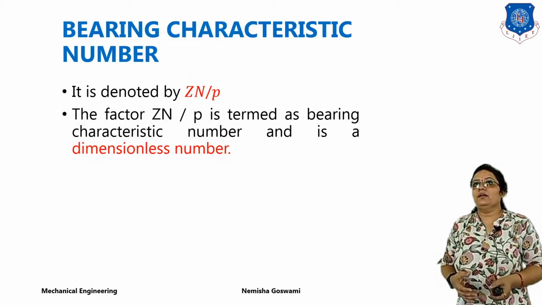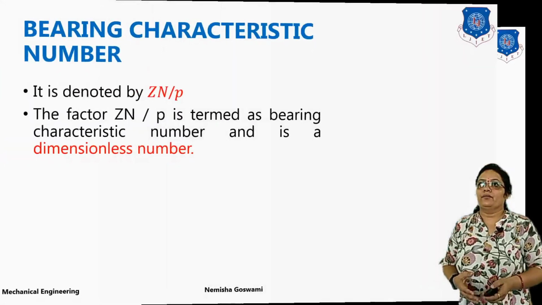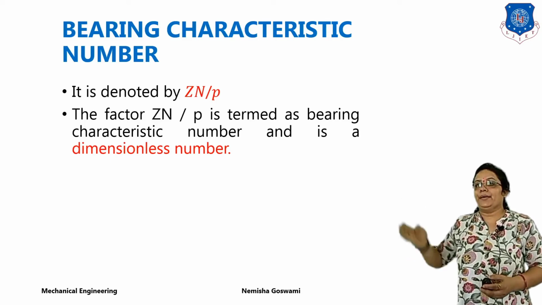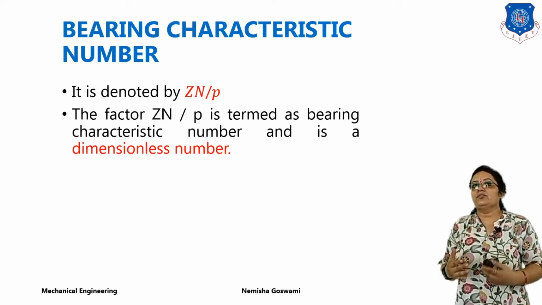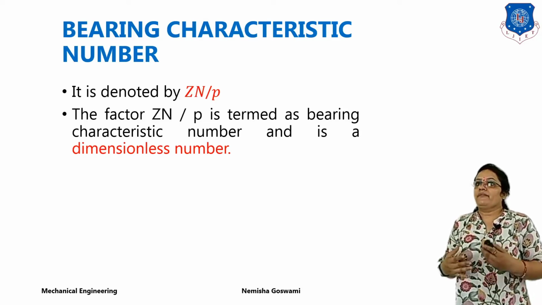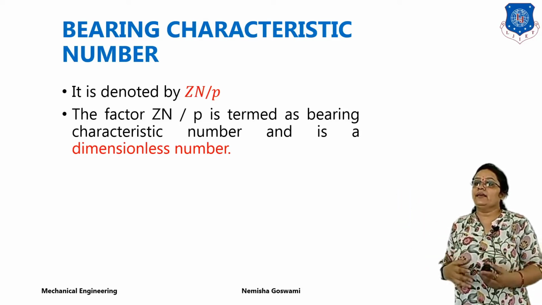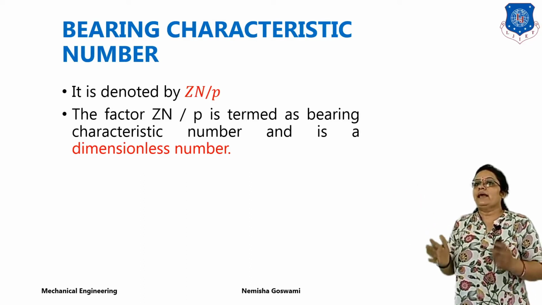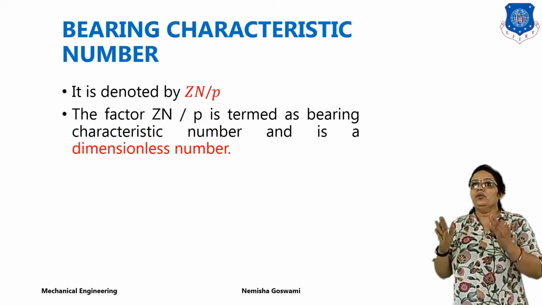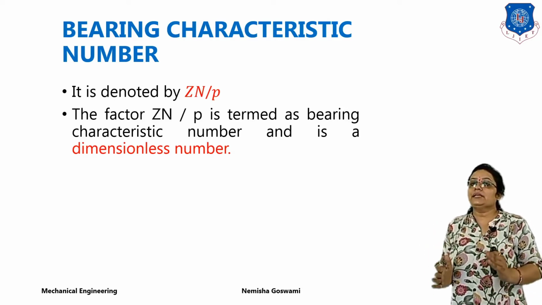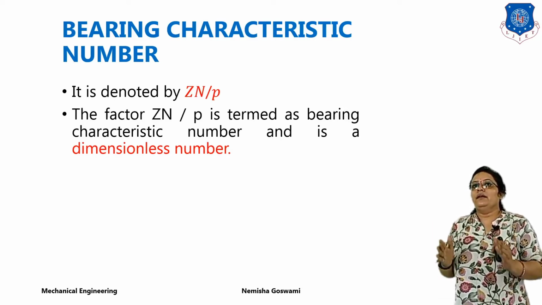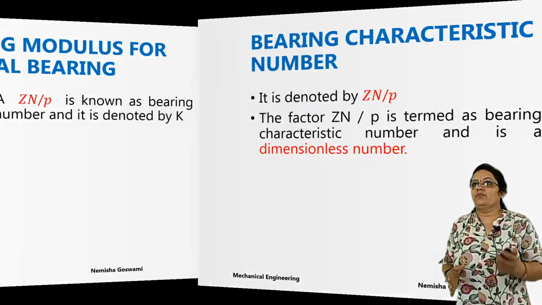So first of all, bearing characteristics number. What is bearing characteristics number? It is denoted by ZN by P. We know Z is your viscosity, N is the RPM of your shaft, and P is your bearing pressure. So the factor ZN by P is termed the bearing characteristics number, and it is a dimensionless number. P is your bearing pressure, which is given by load per unit projected area, and projected area is given by L into D, where L is the length of the bearing, and D is the diameter of your journal.